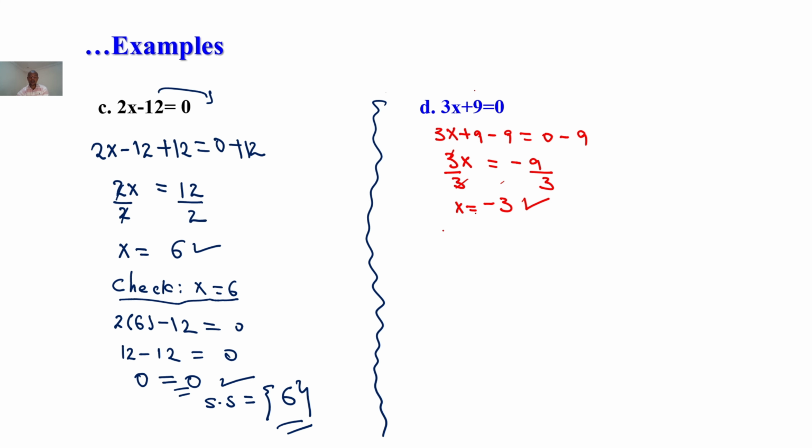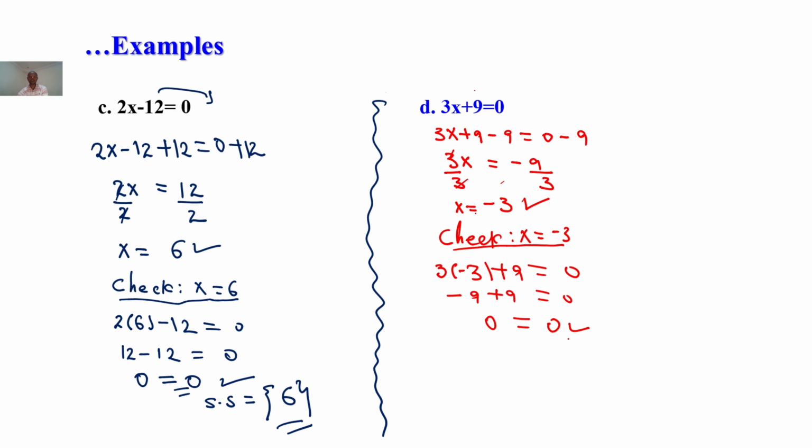After that, let us check whether it satisfies our equation or not. When x is equal to negative 3, instead of x we take negative 3. 3 times negative 3 plus 9 is equal to 0. 3 times negative 3 is negative 9, plus 9 is equal to 0. Negative 9 plus 9 is 0. 0 equals 0. Yes, they are equal. If that's so, this satisfies our equation. So the solution set for our problem is {negative 3} inside the set notation.